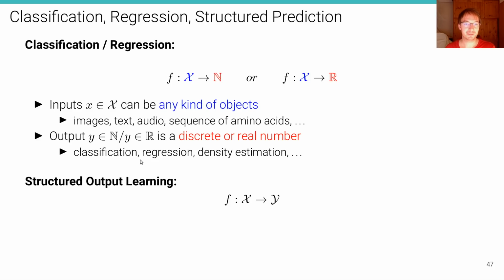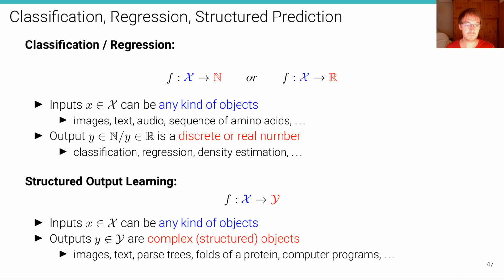In structured output learning, both the input and the output are structured objects. Again, the inputs can be any kind of objects, but also the outputs here can be any kind of complex structured objects, such as images, text, parse trees, folds of proteins, computer programs, etc. So the difference is really that in the top part, classification or regression, we predict a one-dimensional quantity, and here we predict a high-dimensional quantity. Today, we'll focus on the regression problem.